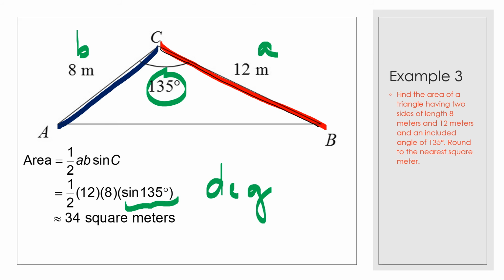We need to round to the nearest square meter. It means to the nearest whole number. So no decimal. There should not be any decimal. And the answer is 34 square meters. Because square meter is a unit of area, we can write it as such also. Always the unit of area should have a 2 on top, because that's what we mean by square meter.